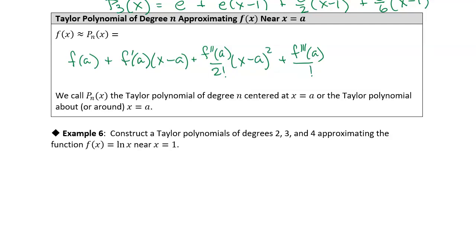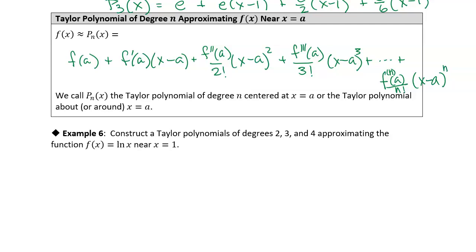x minus a cubed, and then plus dot dot dot, and then the nth term is the nth derivative. I'm just going to write it like this, of a over n factorial times x minus a to the n. All right, looks like I got everything.